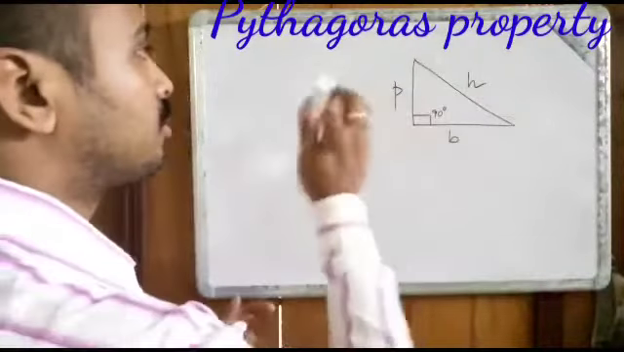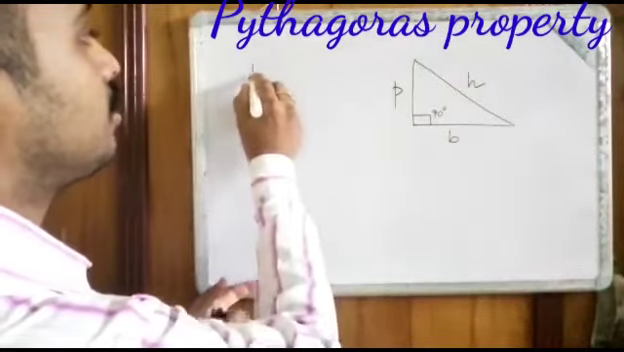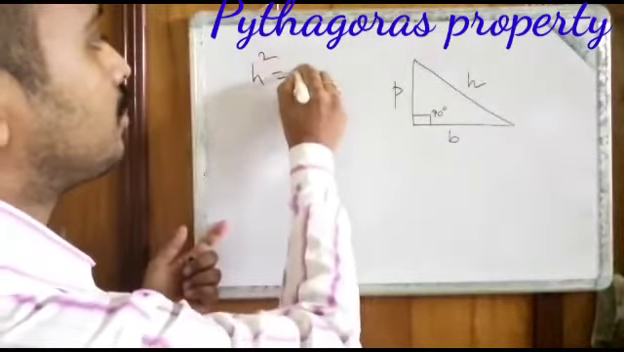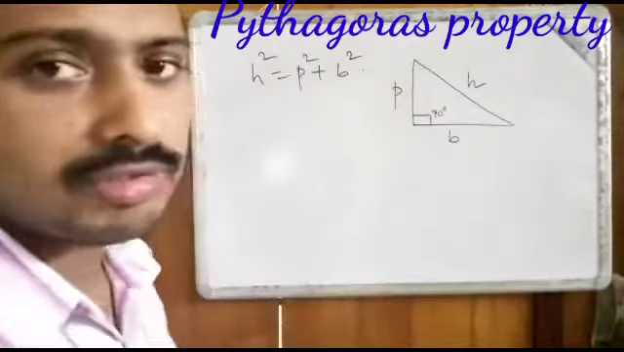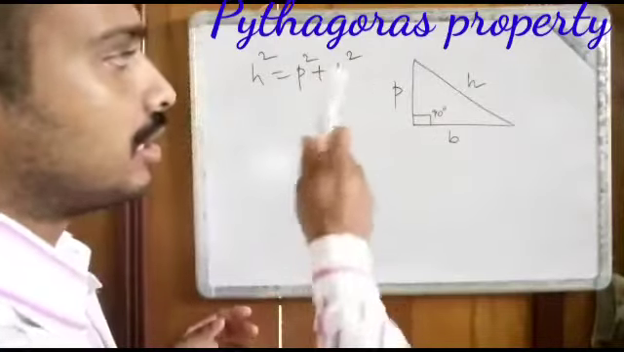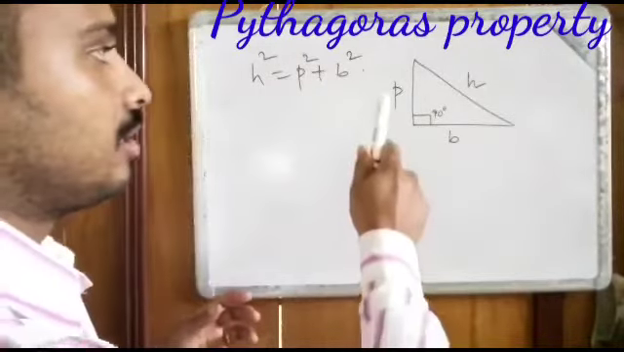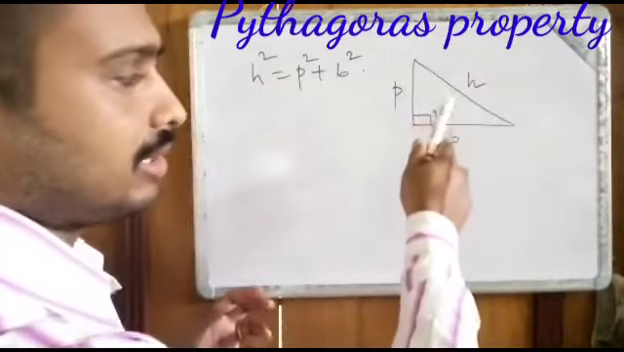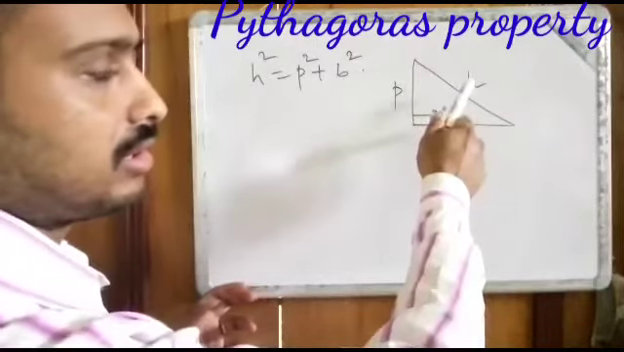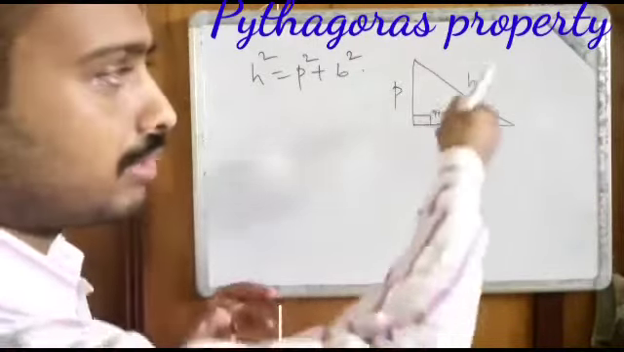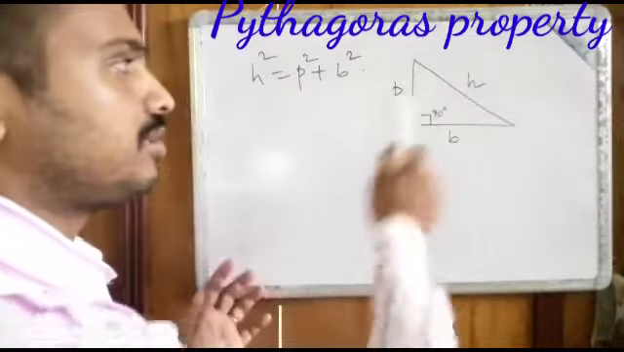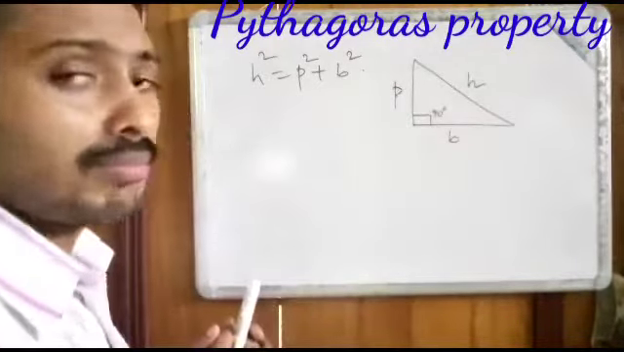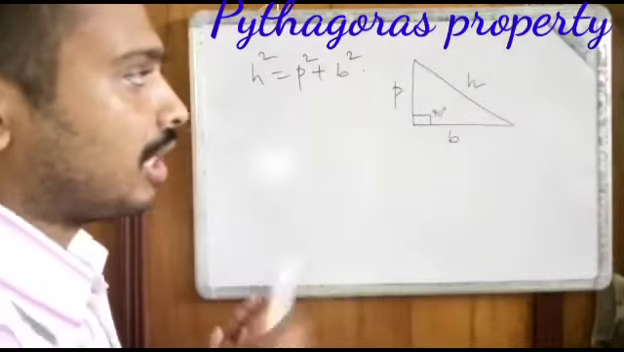Now, what is Pythagoras theorem? It is hypotenuse square is equal to perpendicular square plus base square. This is Pythagoras theorem. Very simple. Statement is the longest side, the hypotenuse opposite to 90, सबसे लंबा side होता है. Other two sides are smaller than that. So hypotenuse square is equal to sum of squares of other two sides.